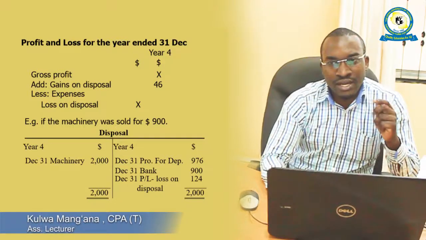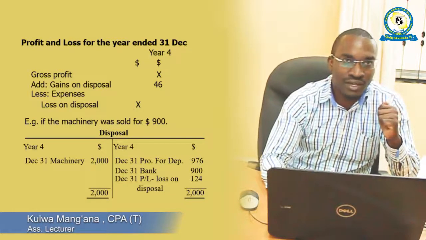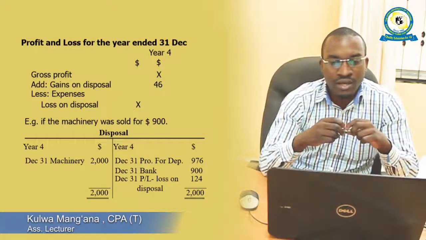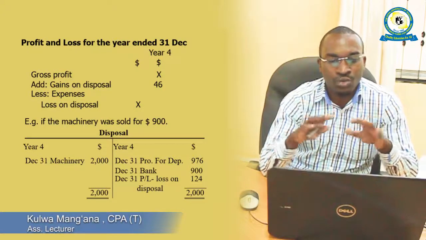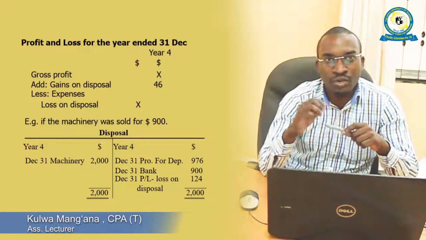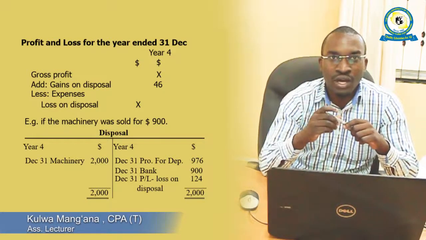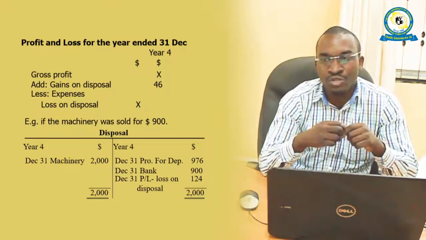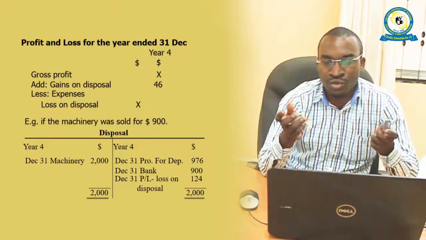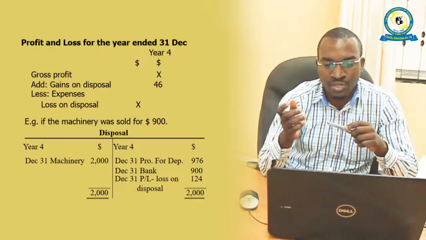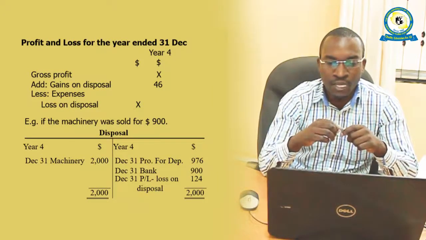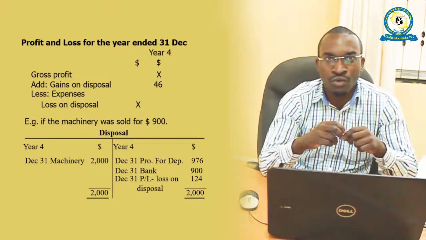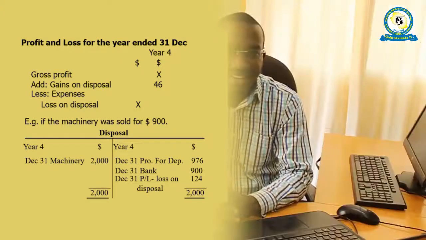If you look at this slide again, you see we have a profit and loss for the year. Because this is an extract, we don't have the gross profit, but we are going to add the gain on disposal, which is 46, because here we have a gain. And then we are going to deduct other expenses. But actually we wanted to show an extract of how we are going to record the gain or loss on disposal.